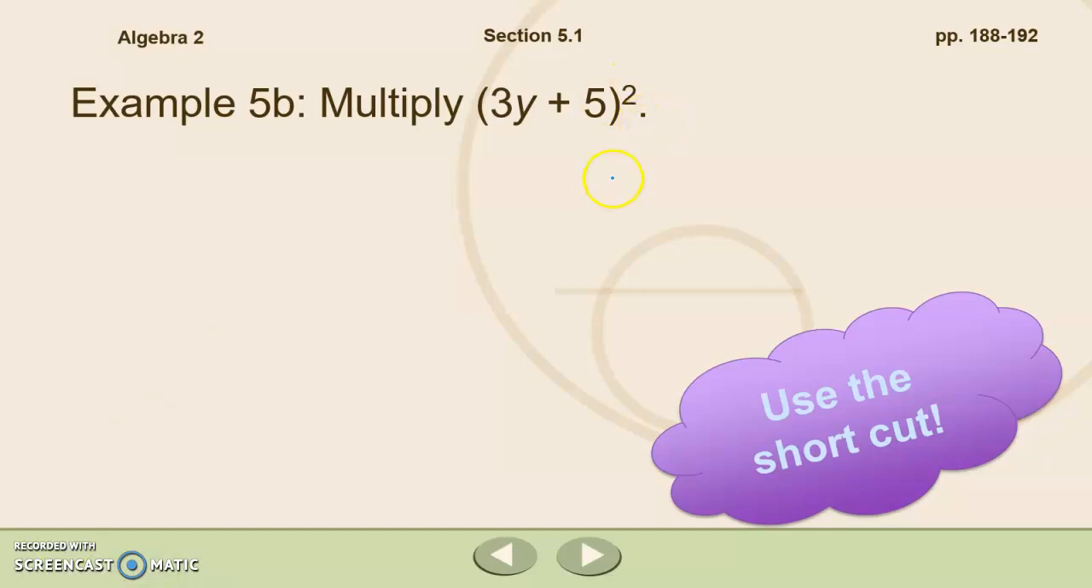All right, try this shortcut. Multiply 3y plus 5 squared. Pause the video, try this on your own, and come back to check your work.